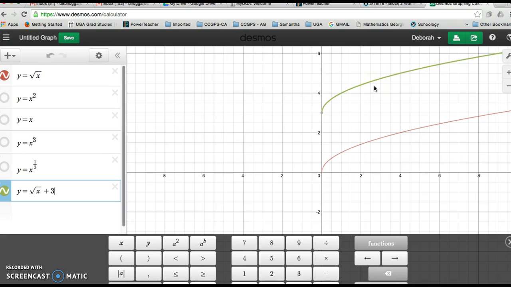Has the domain changed when there's a vertical shift up or down? It hasn't. Remember, we don't care how high something is. Domain is x. I'm only looking at the left or right, and the left and right hasn't changed. It's still starting at 0 and going to positive infinity. So x is still greater than or equal to 0 here. So basically, for the domain, you need to pay attention to what's under the radical. Anything outside of the radical will not affect the domain.